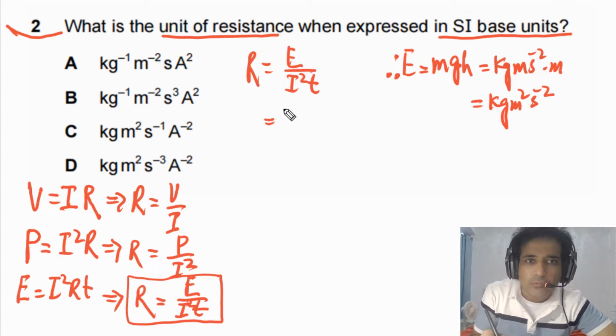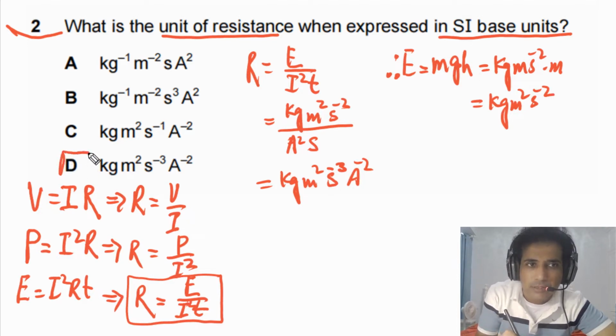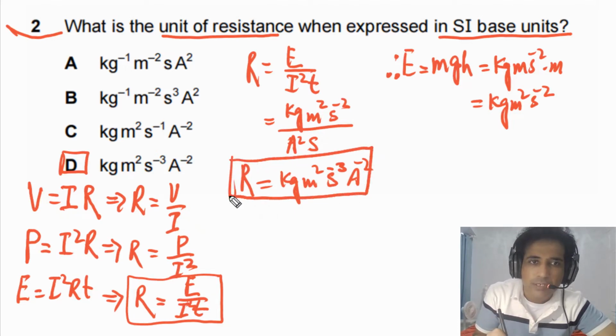Now we can replace E with its SI base unit, so we can write kg meter squared per second squared divided by ampere squared times second. Now if we simplify this, we can write this is kg meter squared s to the power of -3 and A to the power of -2. Now we can find our final answer. In this case, you can see D is the right answer. So the answer for this question is D. You can use any approach, you can use any formula. Your final answer will be equal to this. So this is how we can derive.